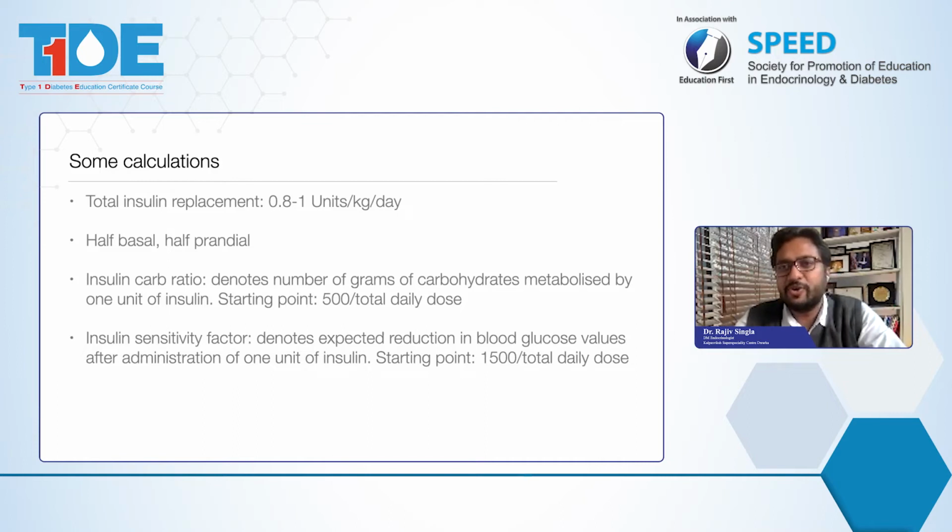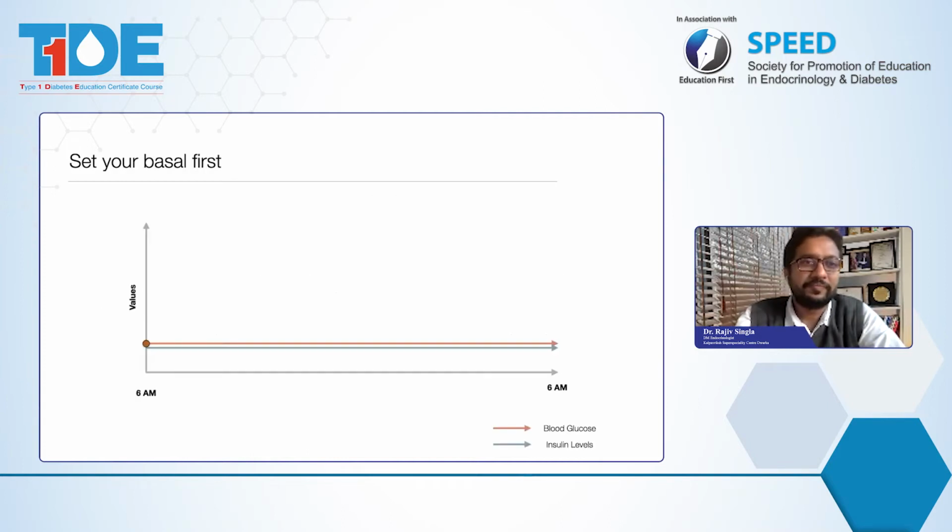So this correction dose, based upon the insulin sensitivity factor that we take, should be taken very, very conservatively. And we are going to discuss in subsequent slides how and when we take it. So rule number one is fix your diet, fix your exercise.